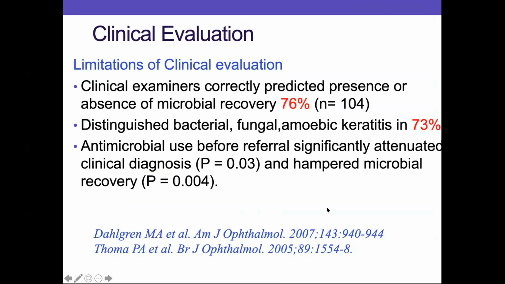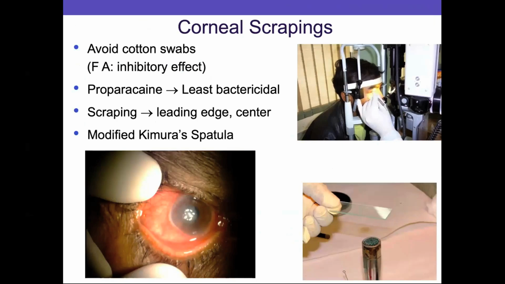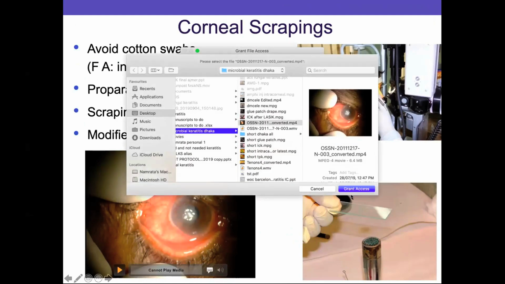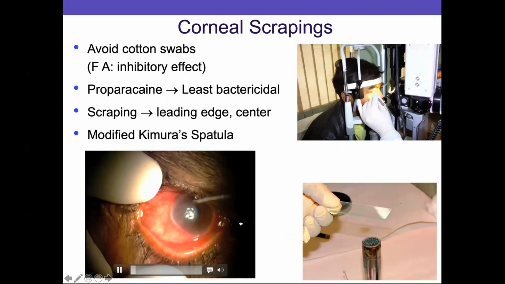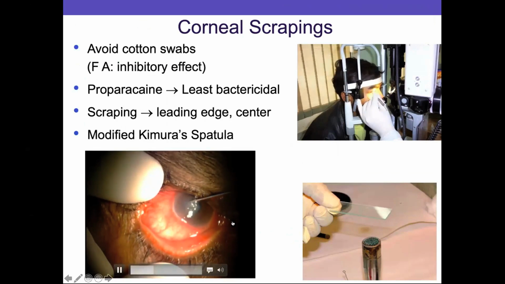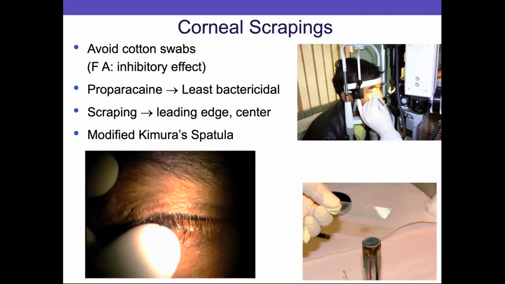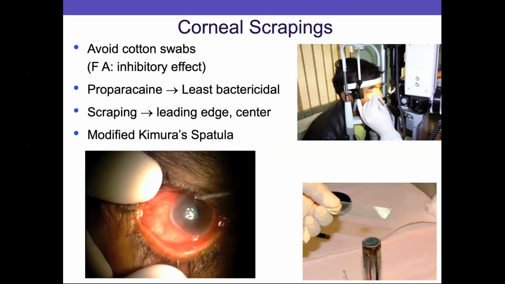If you look at the ulcers, almost 3/4 of the time you can predict what organism it is, but for 1/4 of the time you still have to do microbiology. And microbiology is the mainstay for a case of microbial keratitis. So the scraping is done with the help of a 15-degree blade from the base of the ulcer and from the leading edge of the ulcer, and one can also do it with a modified Kimura spatula.